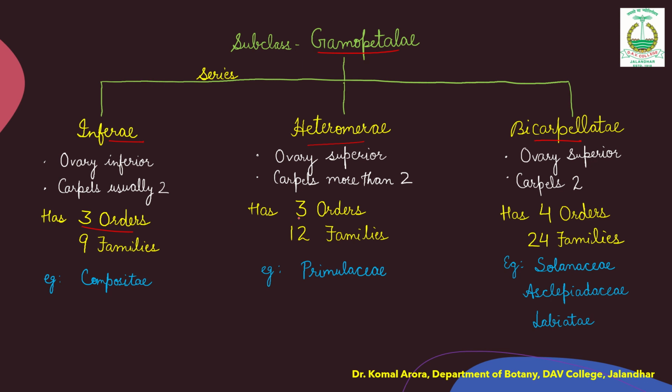Under this we have 3, 3, 4 orders. Number of families are 9, 12 and 24. In your syllabus you have Compositae and its new name is Asteraceae. There is no family under Heteromerae in your syllabus, but you can remember Primulaceae. And under Bicarpellatae you have Solanaceae in the syllabus.